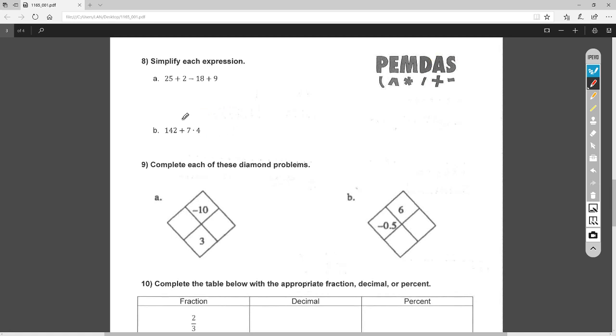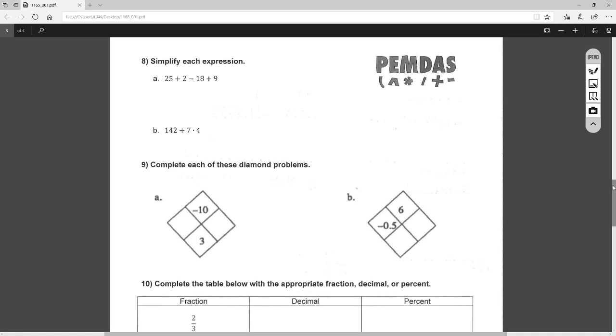All right, letter B. Notice you have addition and multiplication. Multiplication comes first, so we're going to do the 7 times 4, which is 28. Then go ahead and add it to your 142. So then here you have 142 plus 28, and that gives you 170.